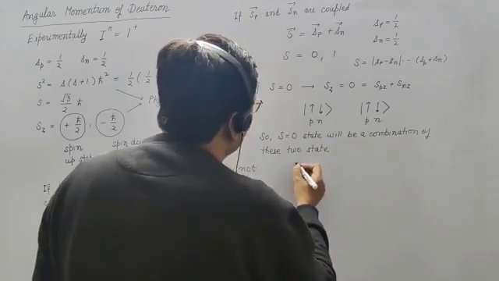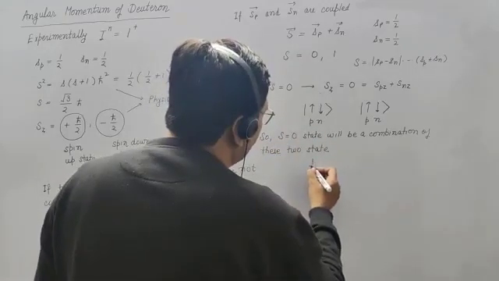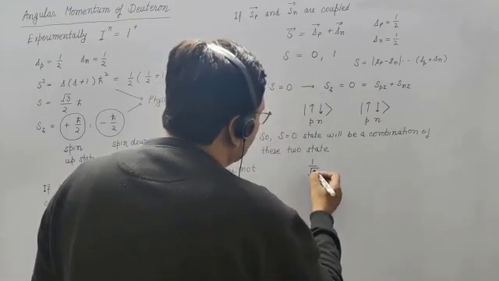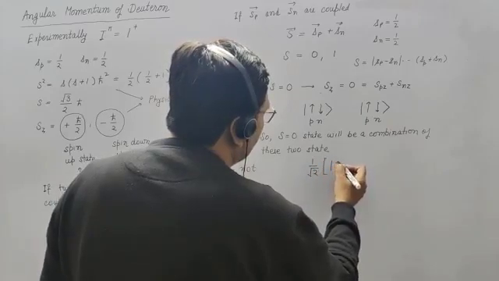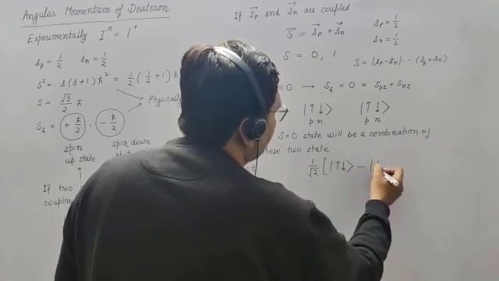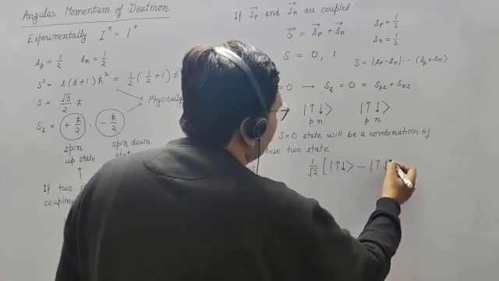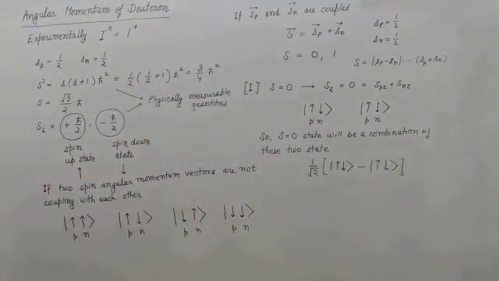So this state will be corresponding to S equal to 0. Our normalized state will be this one. This state, which is a combination of these two states, will be the state corresponding to S equal to 0.